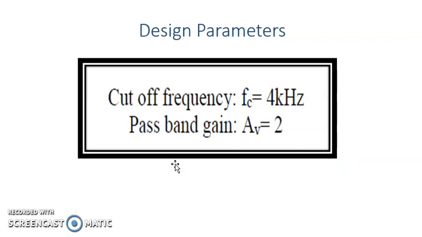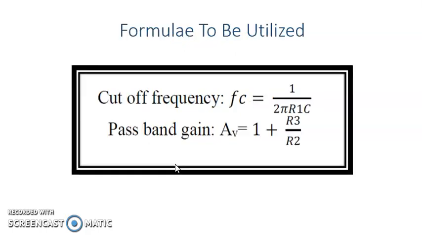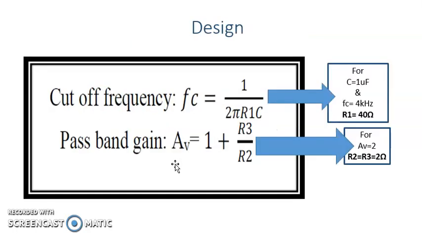So here are the design parameters, that is we are required to design an active low pass filter for the cutoff frequency equal to 4 kilohertz and the pass band gain must be equal to 2. As we have already discussed, these are the formulas that are supposed to be utilized. So cutoff frequency Fc is equal to 1 over 2 pi R1 C1, while pass band gain is equal to 1 plus R3 over R2.